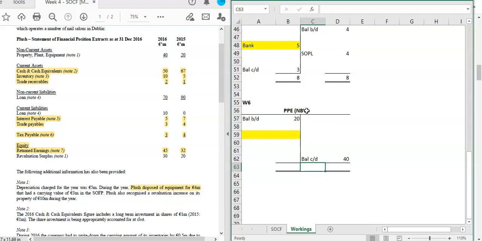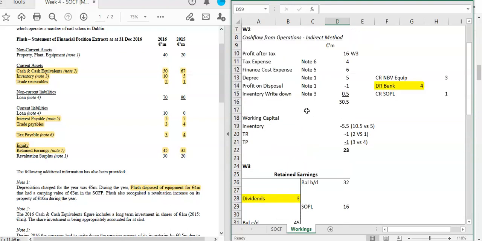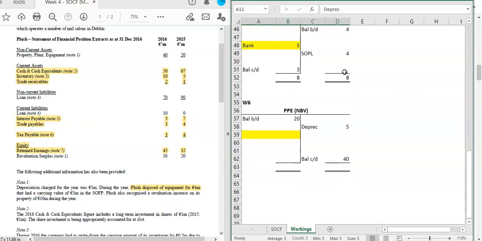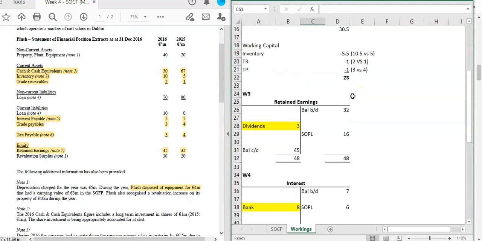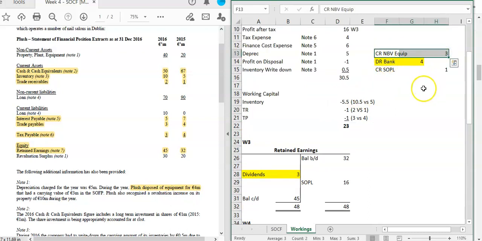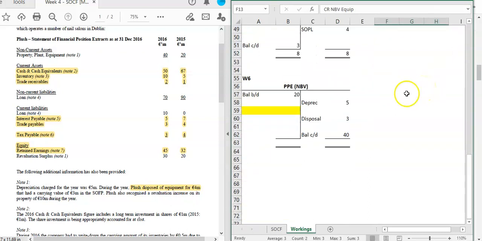Now remember, there's a couple of things going on, and it won't always be like this. Sometimes they'll give you cost and accumulated depreciation separately. We know there was a depreciation charge in the year. That will be 5 million. Debit depreciation expense, which we adjusted for in working 2, non-cash. Credit accumulated depreciation, which would also be a credit to the net book value when you merge them together. We know there was a disposal during the year. You will credit the net book value 3 million, as we've set up here. Credit the net book value 3 million, because you're getting rid of it.